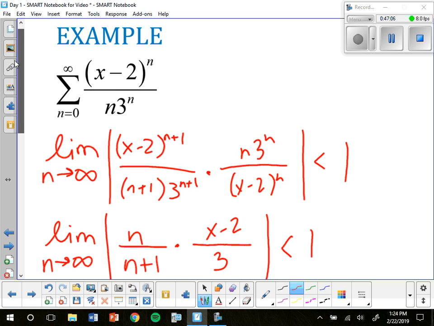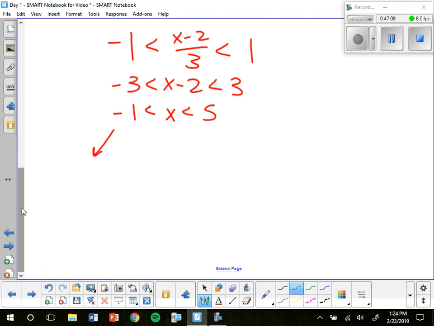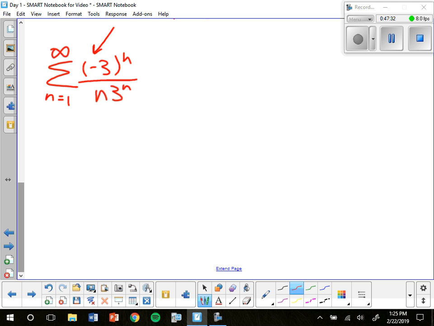So if I plug in -1, I'm going to get -3 to the n over n times 3 to the n. Does that converge or diverge? It looks alternating, but I really want to simplify that first. What looks like it would cancel out? It doesn't, because that one's -3. We're going to talk about this in a second. I can separate out the -1 to the n and the 3 to the n. Does that make sense?